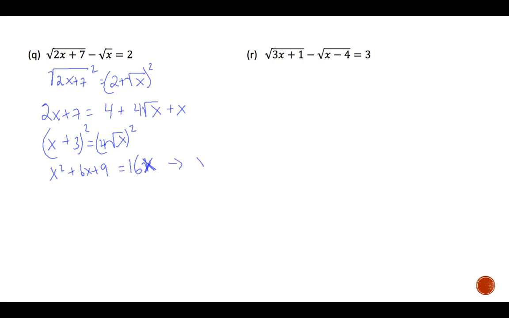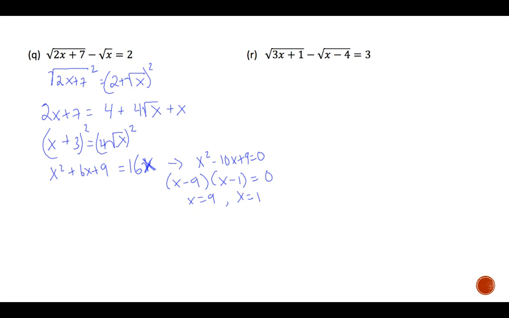I'm going to go over here. X squared minus 10x plus 9 equals 0. And now that is something you can factor. What does that factor into? X minus 9, x minus 1. So x equals 9 and x equals 1.